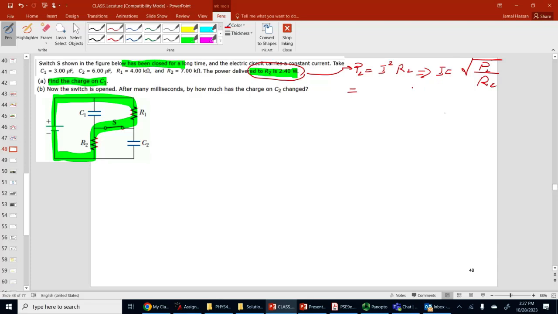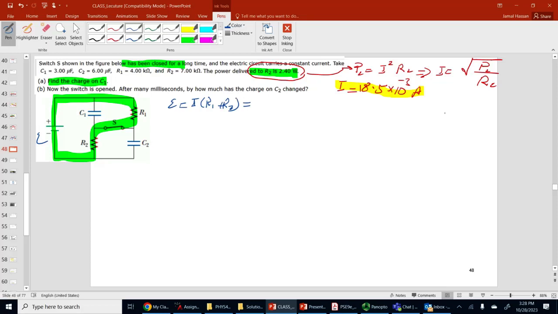So the answer is equal to, always check my answers please, 18.5 × 10^-3 ampere. So this is current. Now from this current we could find the EMF of the battery. So EMF is equal to the current multiplied by R1 plus R2, because in this case both of them are in series, right?